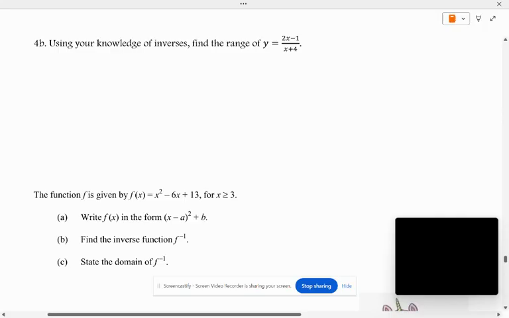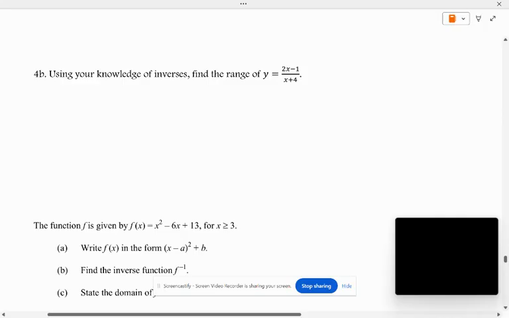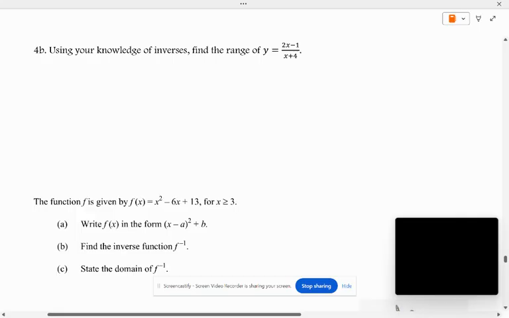Let's review how to do this. It says, using your knowledge of inverses, find the range of y equals 2x minus 1 over x plus 4. I do not have any idea what this thing looks like, so I cannot use my knowledge of functions to figure out what the range would be. If it was the square root of x plus 1, I know what that guy looks like. I could just say the range. But I need to find the inverse algebraically. I'm going to switch x and y, solve for y again, generate the inverse function, and then see if there are any domain restrictions on the inverse function. That becomes my range of the original. Let's do it.